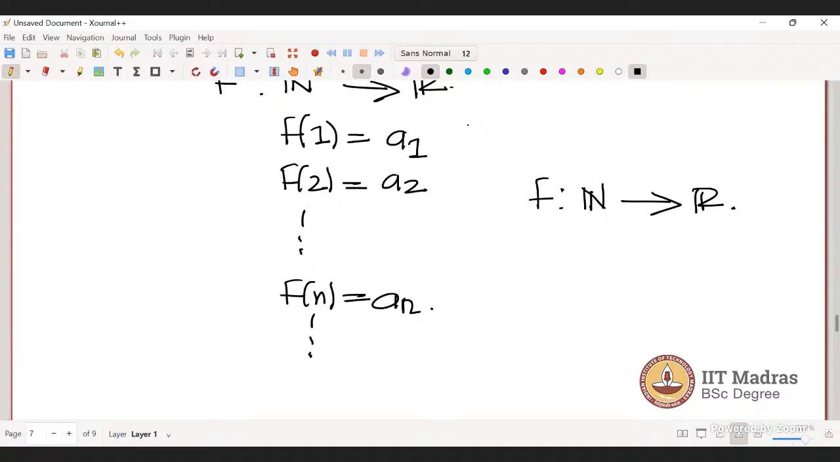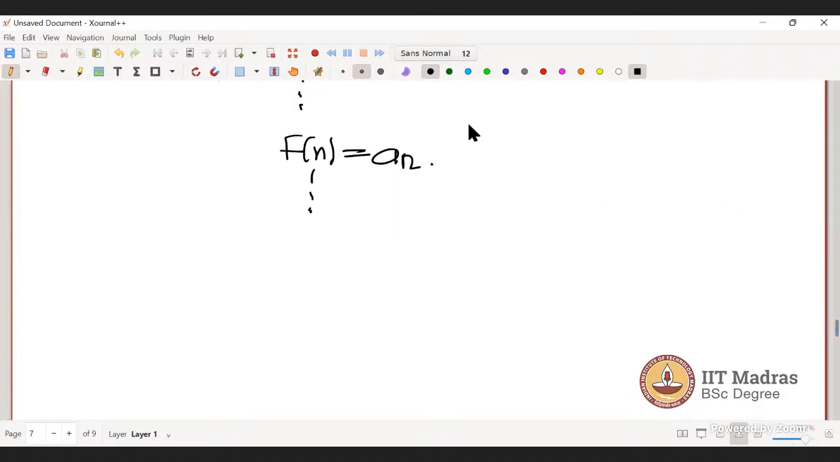It should be a whole number, and the image. See, A1, A2 can be anything from the real numbers, but the index cannot take just anything. We are taking the index from the set of natural numbers. Okay, the index should be a positive whole number. Yeah.